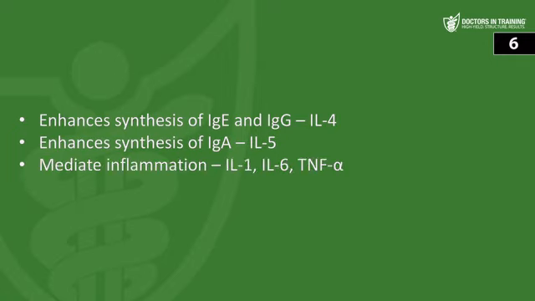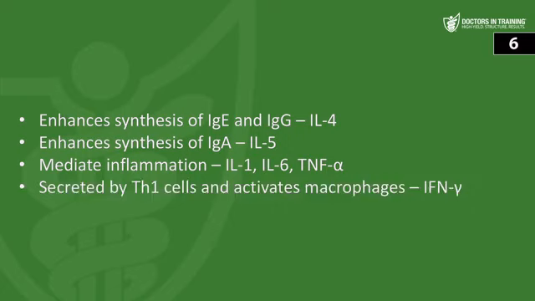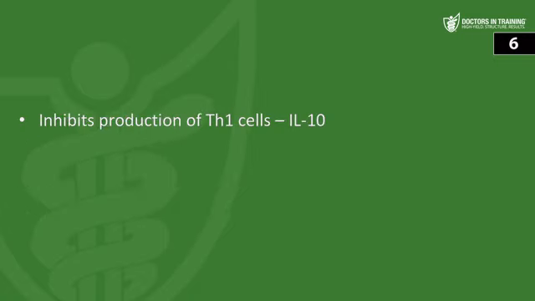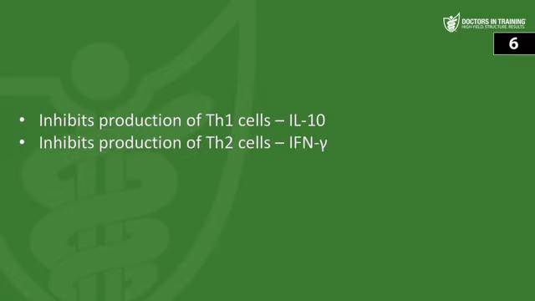Mediate inflammation, so these are the acute phase cytokines IL-1, IL-6, and TNF-alpha, which are all produced by macrophages. Secreted by T helper 1 cells and activates macrophages, that's interferon gamma. Make sure you know that interferon gamma is the macrophage activating cytokine. Secreted by T helper 2 cells and inhibits macrophage activation is IL-10. Inhibits production of T helper 1 cells is IL-10. Inhibits production of T helper 2 cells is interferon gamma.